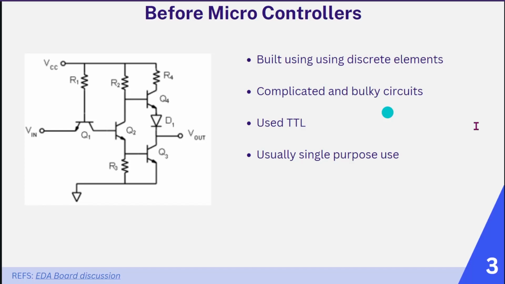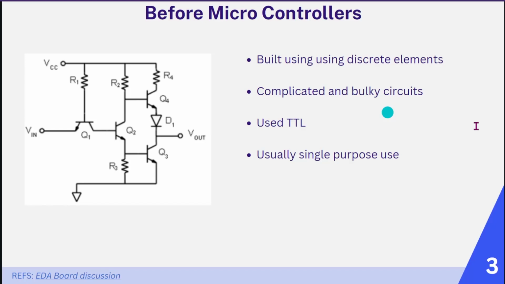TTL was first introduced in the 1960s as a replacement for the earlier digital technologies such as diode transistor logic and resistor transistor logic. TTL quickly became popular due to its high speed, low cost and simplicity, and it was widely used in electronic systems in the 1970s and 1980s.